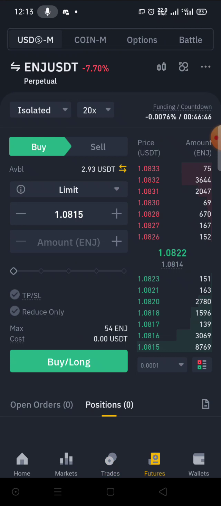Okay, the USD, and here we trade with leverage. It's not like the spot where you move on to the spot, then you buy a particular coin, then you sell the coin. When you buy, you have the coin. When you sell, you no longer have the coin.